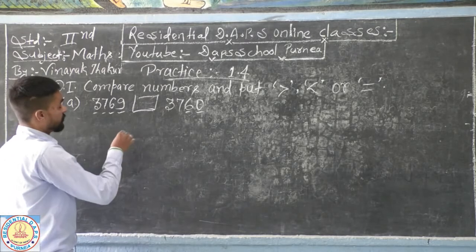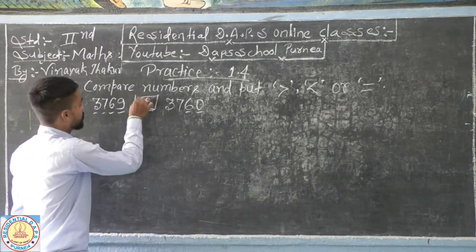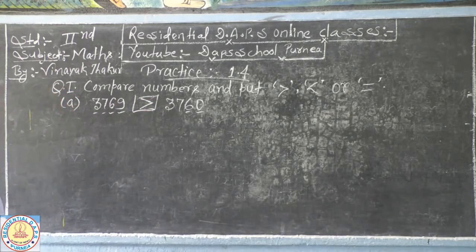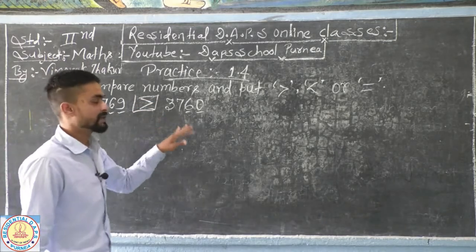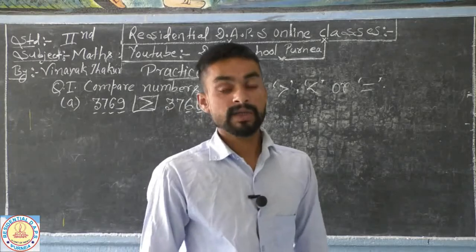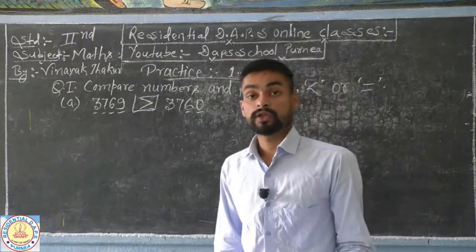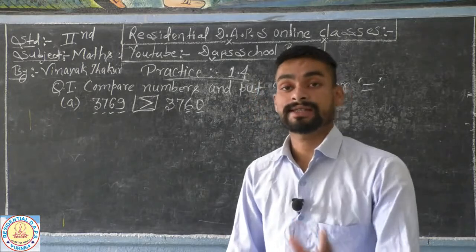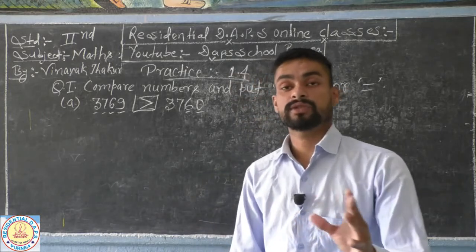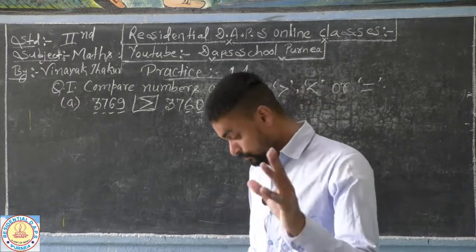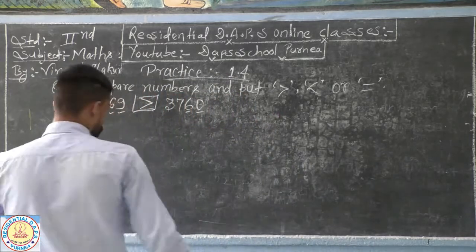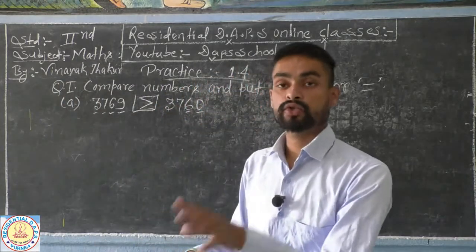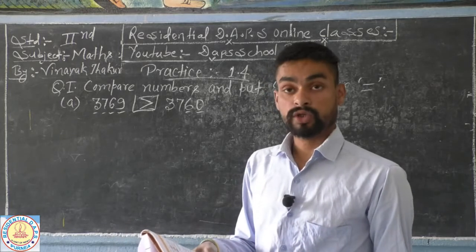So here we easily find out that 3769 is greater than 3760. And you may also say that 3760 is smaller than 3769. So guys, in that way you have to solve all the remaining questions of question number first.